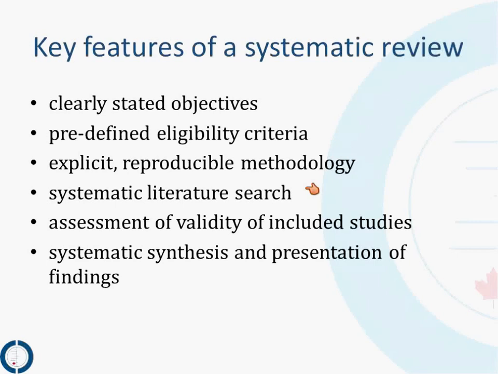Once the eligibility and methods are planned, there is a systematic search of the literature to find all the relevant evidence. The included studies are then carefully assessed, identifying those that might be at risk of bias or have inaccurate results. Finally, the results of all those included studies are systematically reported, and a synthesis of their findings is presented.